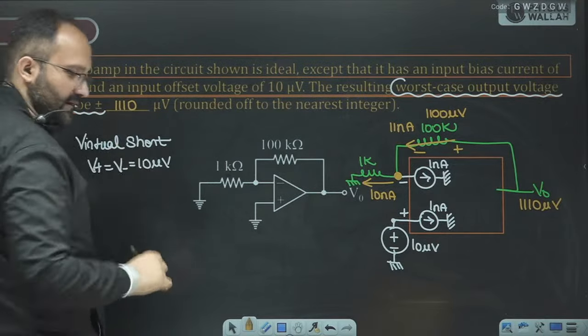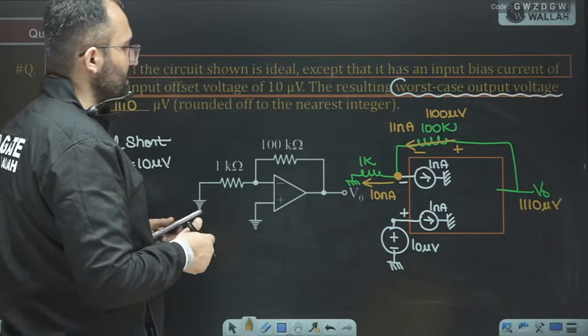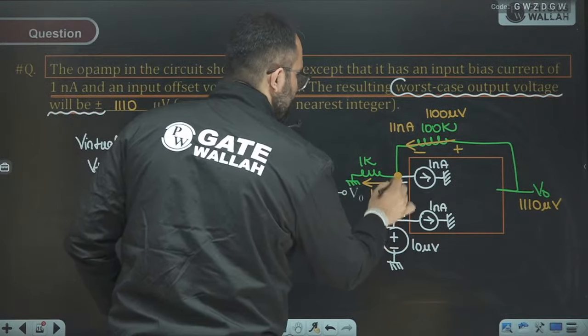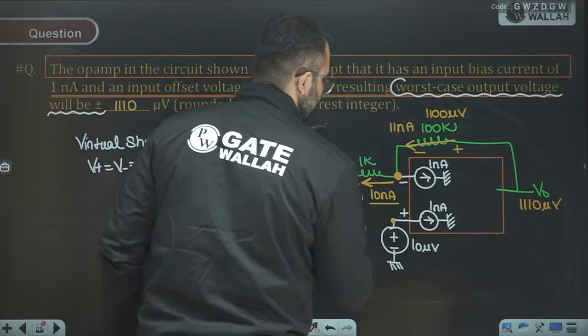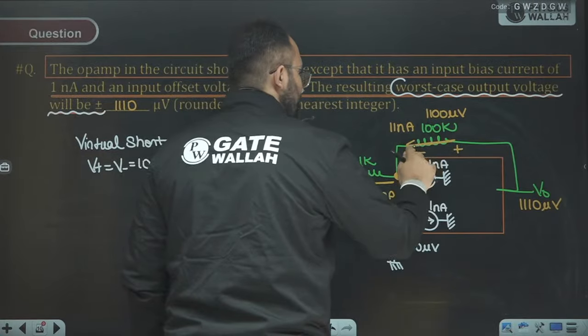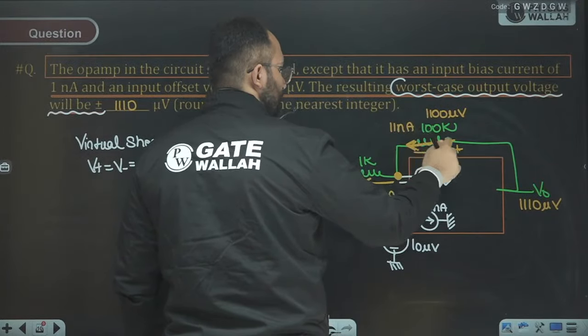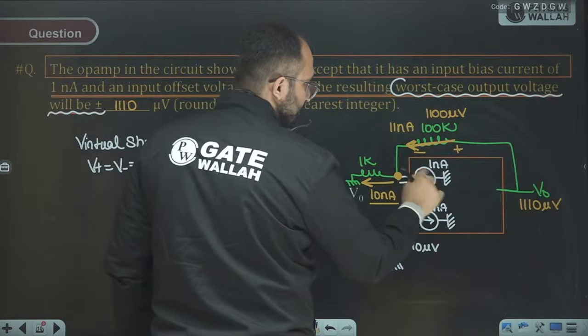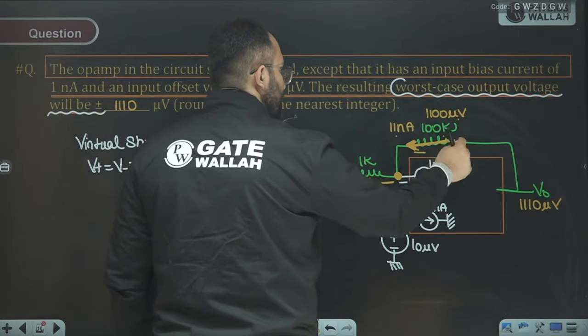1110 microvolt. Let me check one more time. 10 microvolt divided by 1 kilo ohm. 10 microvolt will be copied here. The current will flow here, 10 nano ampere. 10 nano ampere will flow here. The drop here will be 11 nano ampere. 10 here, 1 here. So 11 nano ampere. So 1100 microvolt plus 10.